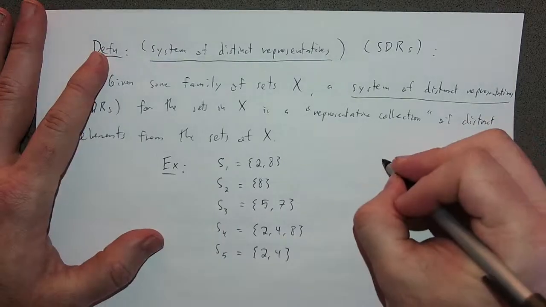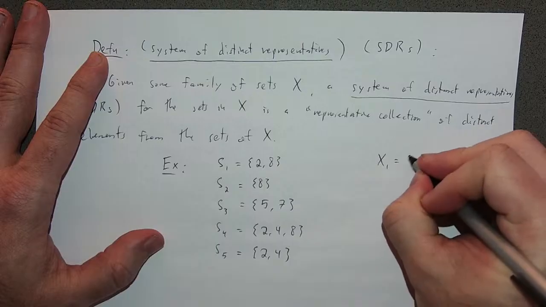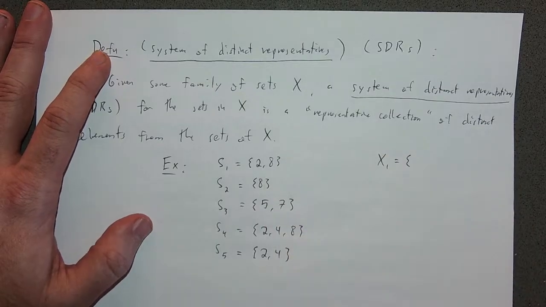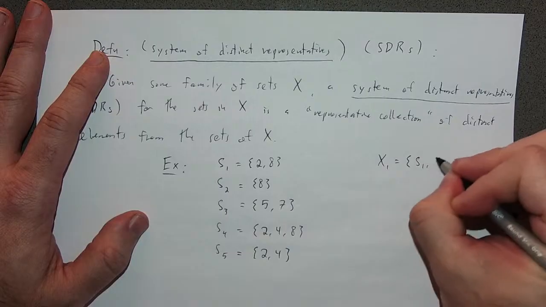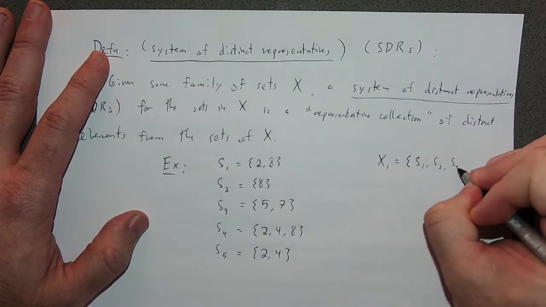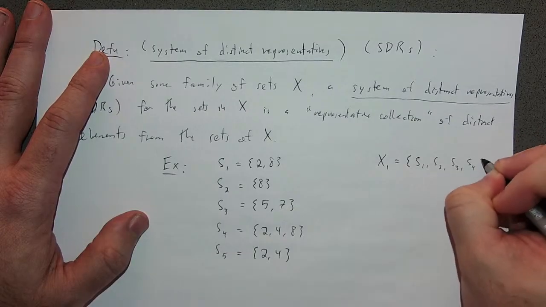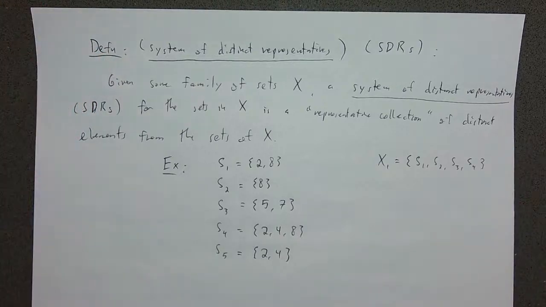So, if I let X1 be the set of all of these sets, or let's not do all of them, let's do the first 4. So it's the set of the 4 sets S1, S2, S3, and S4. Then this does have an SDR.